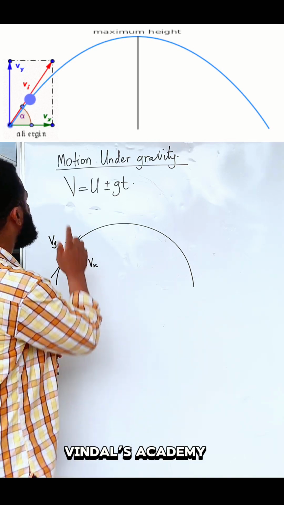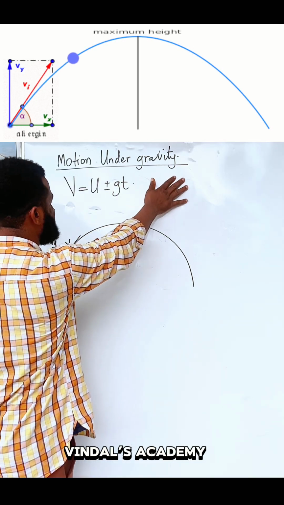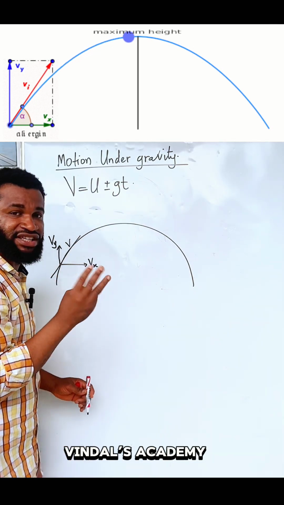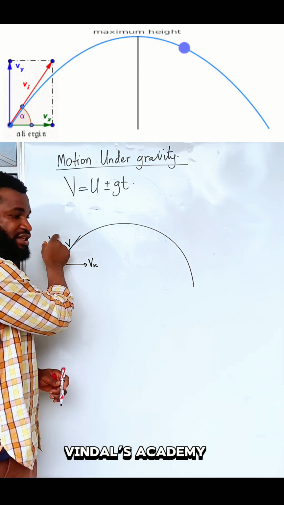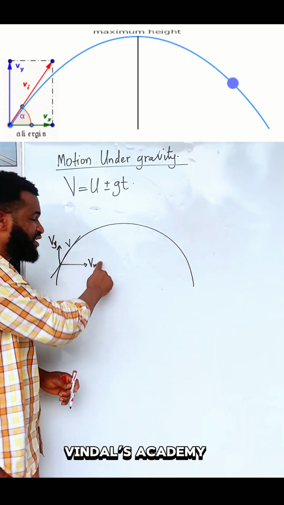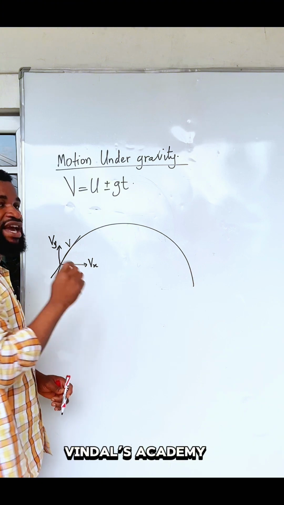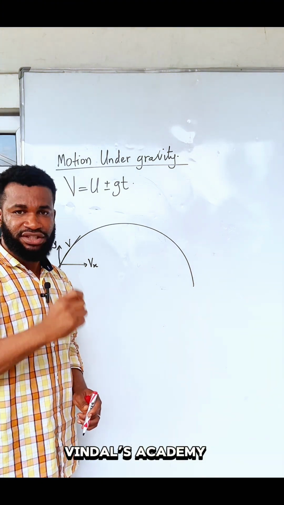What I mean is that whenever a body is moving under gravity, there are three different velocities that are involved. One is the vertical component, two is the horizontal component, and V, the last one, is either the resultant velocity or the tangential velocity.